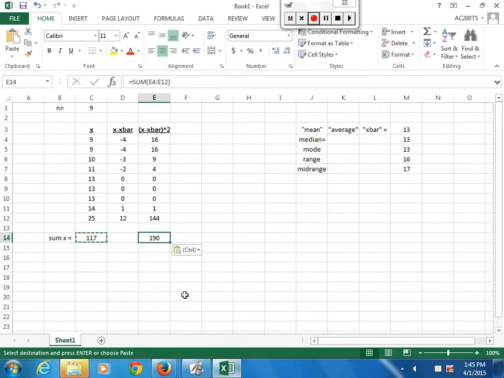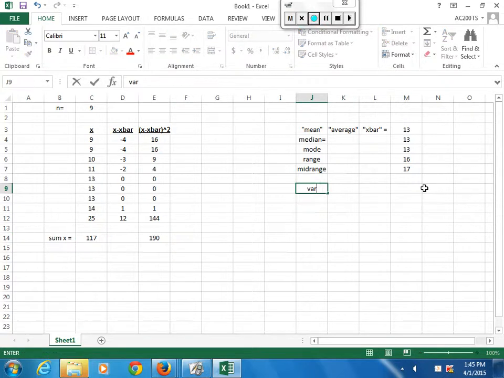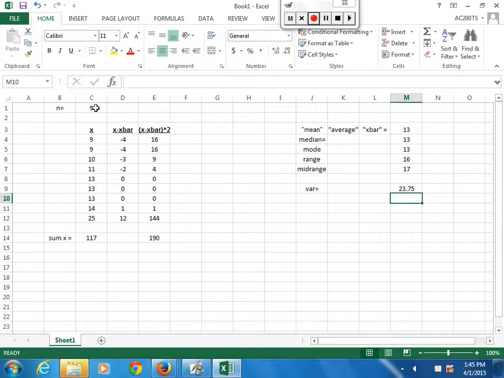Okay. All right, so now here's my variance over here. And I'm going to say is equal to this guy divided by parentheses this guy minus 1. I got 23.75. What'd y'all get? Did y'all get that? Shelley, what'd you get? Okay. All right. So the square root of 23.75.